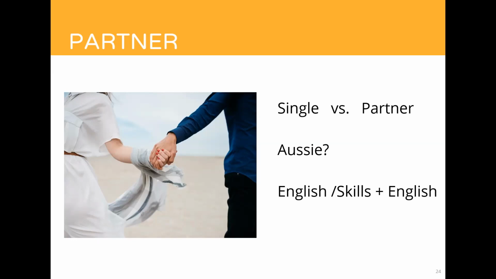So if you do have a partner and that partner is an Australian citizen or permanent resident, then you can achieve 10 points. If your partner is not an Australian, then you have the option of your partner sitting an English test and achieving competent English in order to give you 5 points, or obtaining a skills assessment and competent English to give you 10 points.